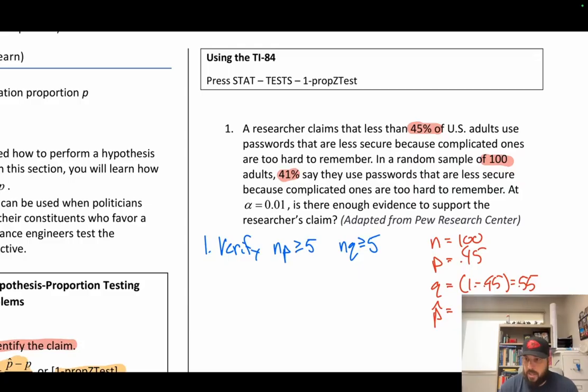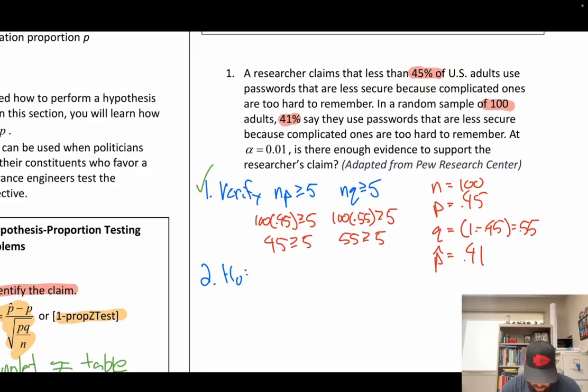All right, so let's plug in those pieces of information. Our n is 100 times our p, which is 0.45, and then 100 times our q, which is 0.55. So that's 45 is greater than or equal to 5, and 55 is greater than or equal to 5. So 1 checks.